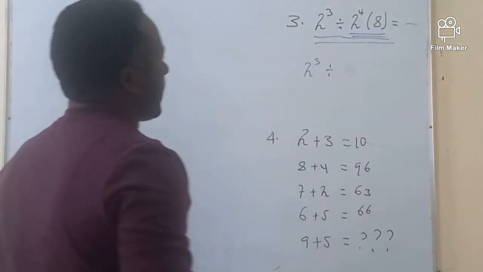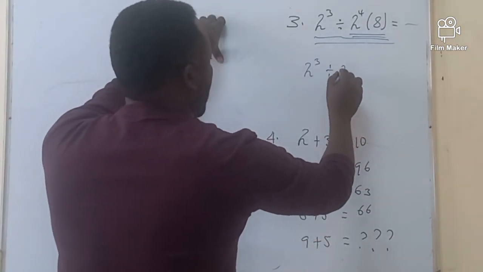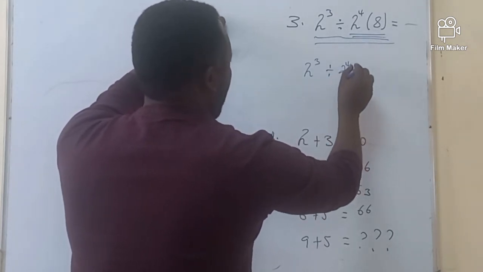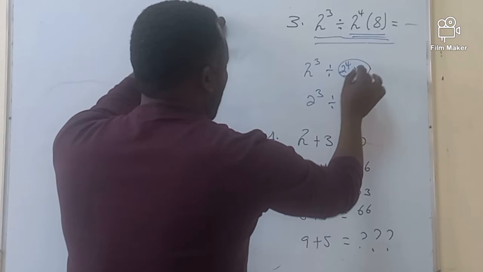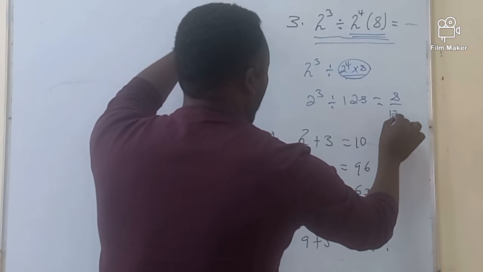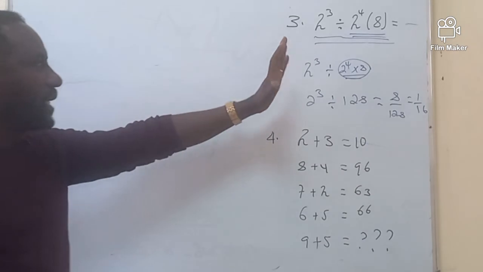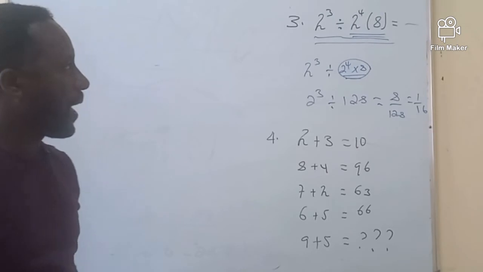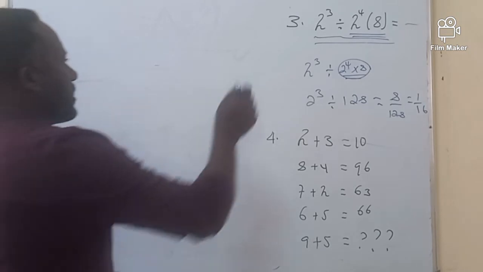Now, when we are doing this formula, this is 2 raised to 4 times 8. So we first have to multiply with this one. Let's do this first of all: 2 raised to 3 divided by 128. And 8 divided by 128 is going to be 1 over 16. So this is how we are going to solve this problem. First you have to know how BODMAS or PEMDAS works in general, well and practically.